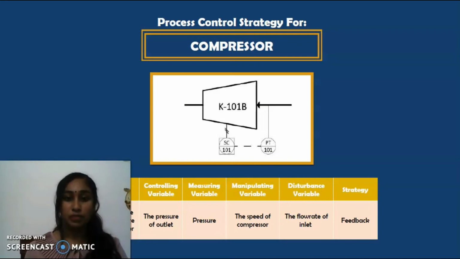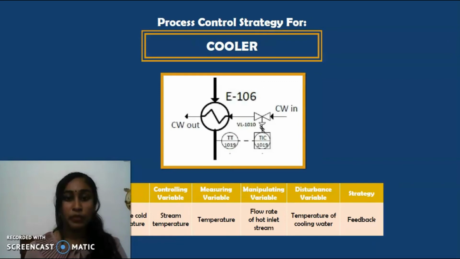Moving on to the cooler, with the temperature controller, with the objective to maintain the cold outlet temperature, and the controlling variable is stream temperature, with the manipulating variable being flow rate of hot inlet, and the DV is temperature of cooling water, with the strategy of feedback.